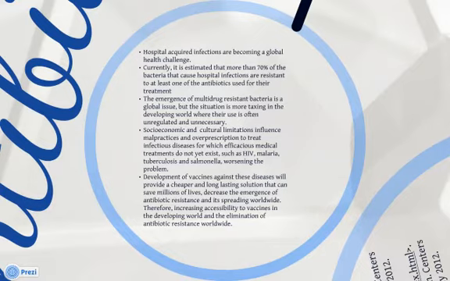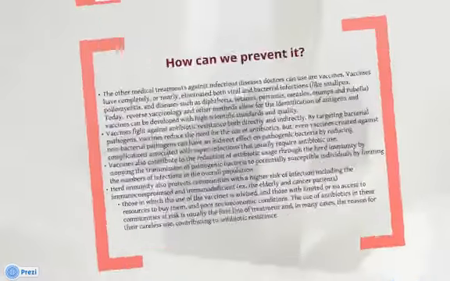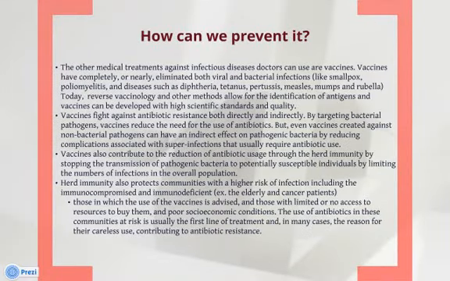Socioeconomic and cultural limitations influence malpractices and overprescription to treat infectious diseases, for which efficacious medical treatments do not yet exist, such as HIV, malaria, tuberculosis, and salmonella, worsening the problem. Development of vaccines against these diseases will provide a cheaper and long-lasting solution that can save millions of lives, decreasing the emergence of antibiotic resistance and its spreading worldwide, therefore increasing accessibility to vaccines in the developing world and the elimination of antibiotic resistance worldwide. How can we prevent it?